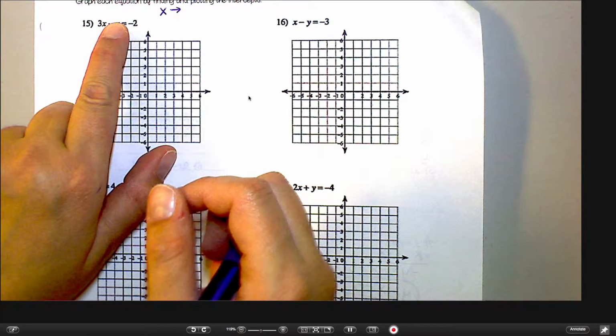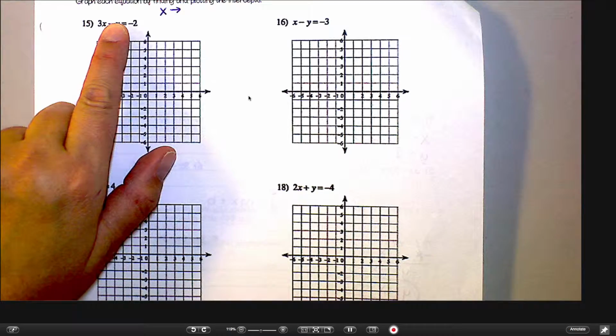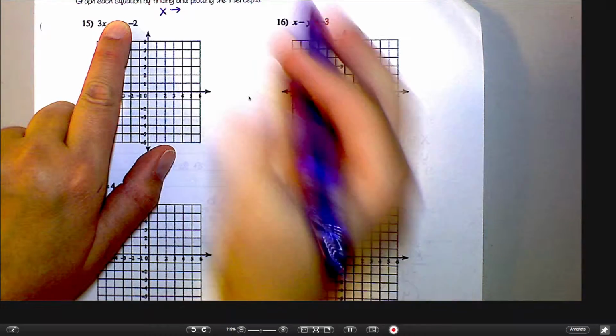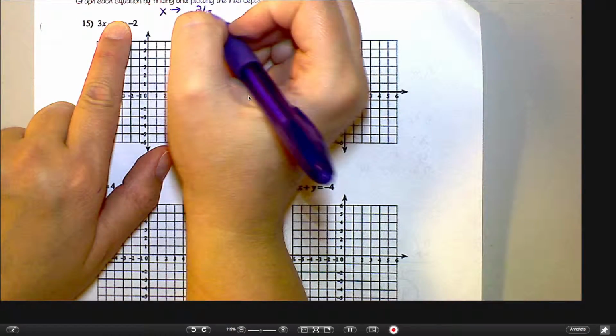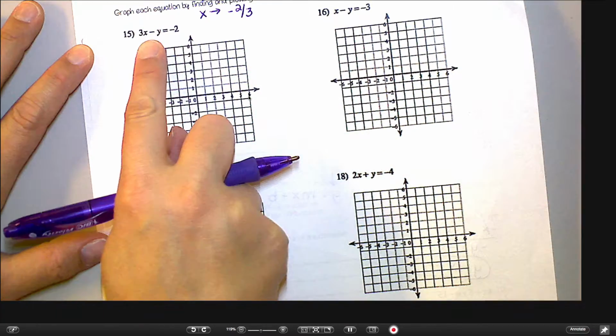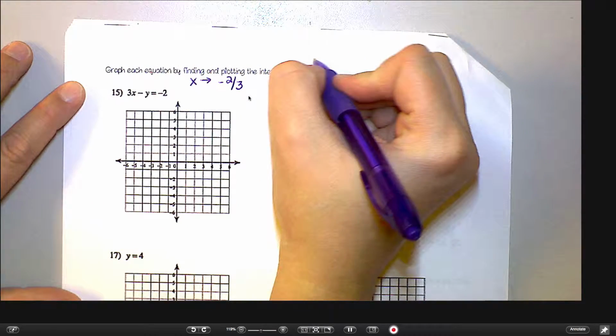I can kind of see why you would think this one's ugly. What's going to happen when I divide here? Negative 2/3, yep. I'm hearing a what? Let me write that out. So if I put a 0 in for y, it would look like this.